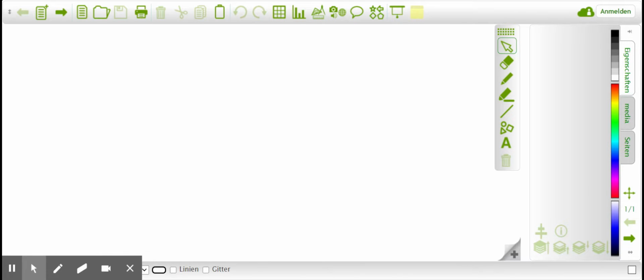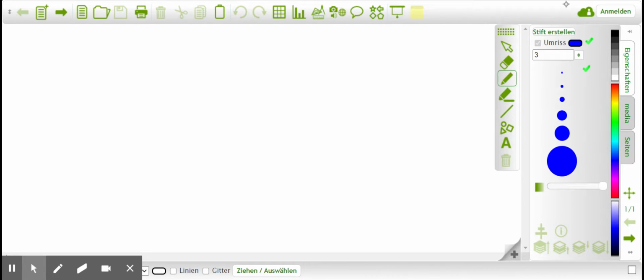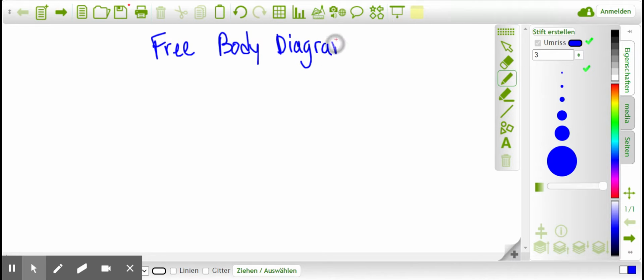Okay, so what we are going to do today is look at something called a free body diagram. So far we have learned about the ideas that surround our forces, and we've also looked at how things are measured in terms of masses and also weights.